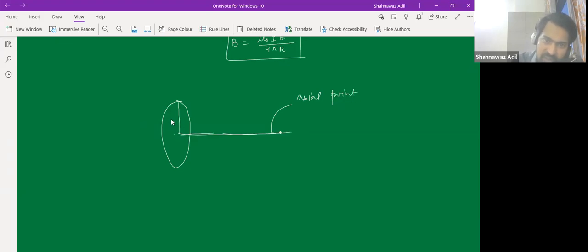So we have this radius which is r, and we calculate at distance x. So what is the magnetic field at this axial point? Mu naught I r squared divided by 2 times (r squared plus x squared) to the power 3 by 2, in the x direction, right? In this direction we have the magnetic field. So the y portion cancels out. So this is at the axial point.